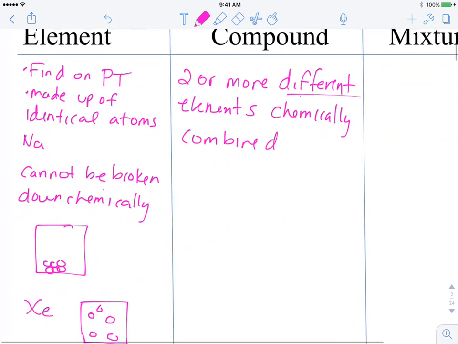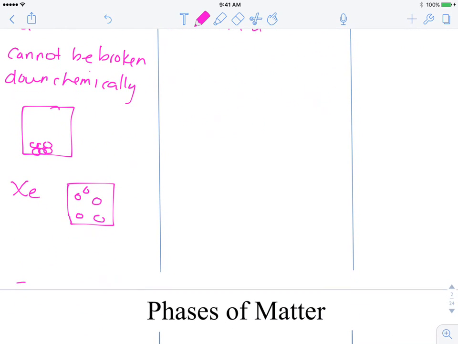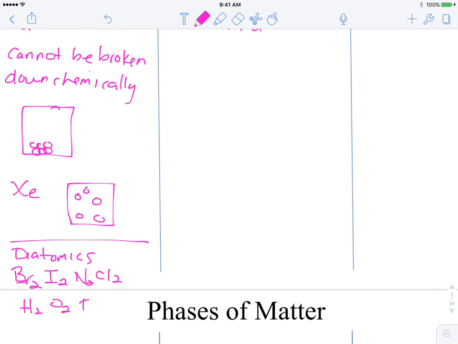And if I take a second here to show you some of them, there's actually 7 of them that exist as something called diatomics. And they include bromine, with 2 bromine atoms attached, iodine, nitrogen, chlorine, hydrogen, oxygen, and fluorine. I call it the Brinkelhoffs. You can ask Jared Akunowicz about that.